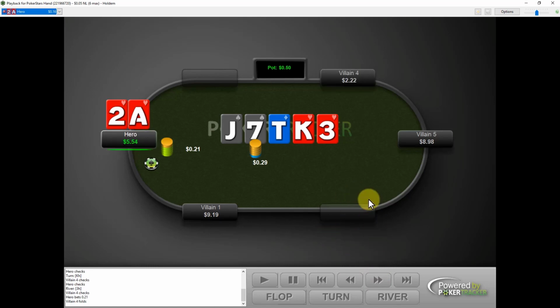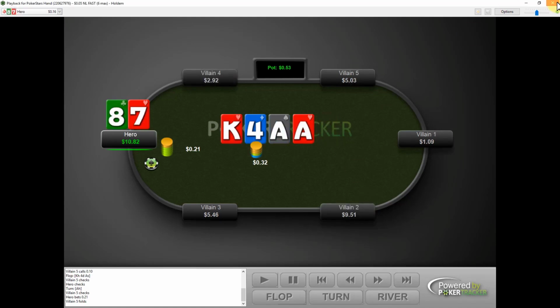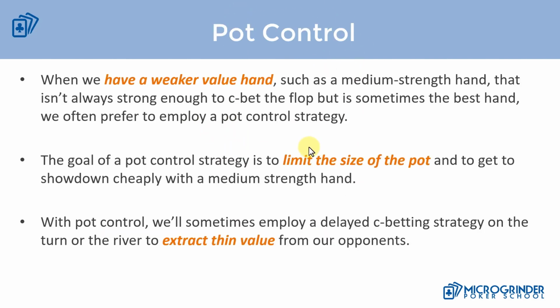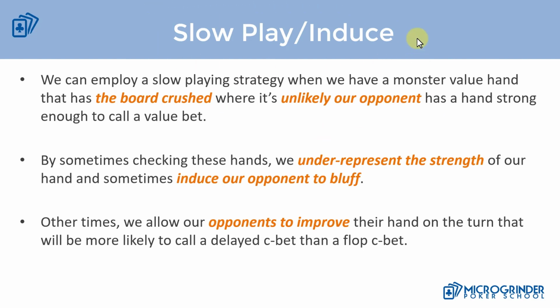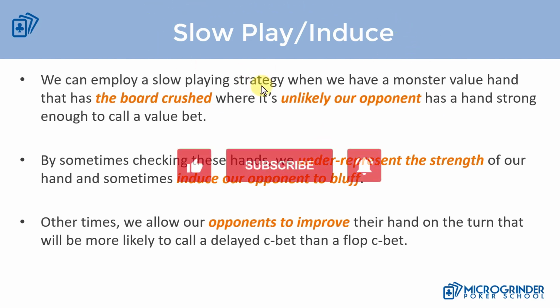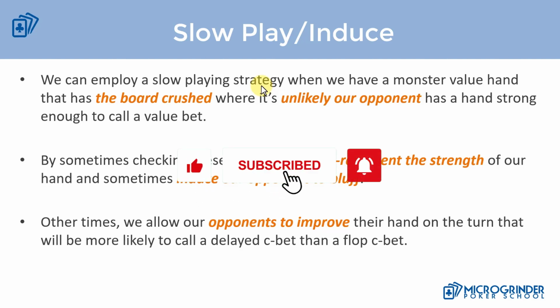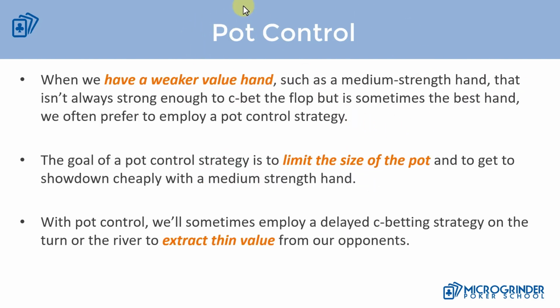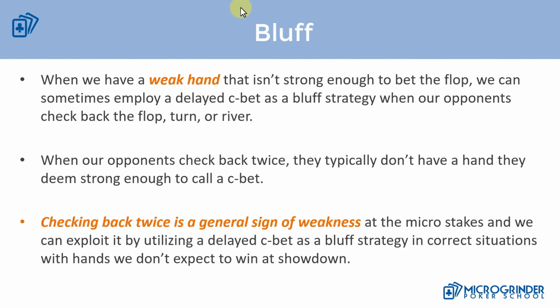So that's going to conclude this lecture. Again, as you noticed, a majority of our hands we focused on bluff examples and we focused on pot control. I didn't really include anything to slow play and induce because, again, I think this one is straightforward. Everybody knows how to look to slow play their strongest hands, but not everybody knows how to employ a delayed c-betting strategy for pot control and as a bluff.